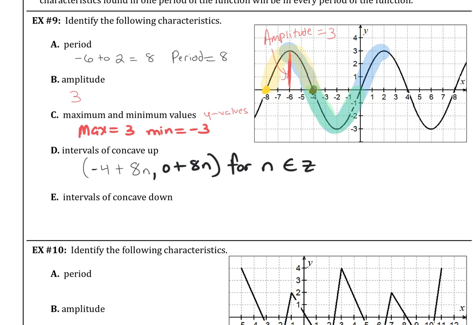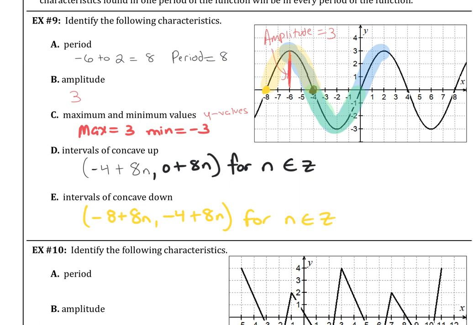So our interval of concave down is going to be from -8, but remember our period is 8, times the value of n, until -4, and then the same thing. And again, that 8 is coming from the fact that that's the period. And again, that's for all integers n.